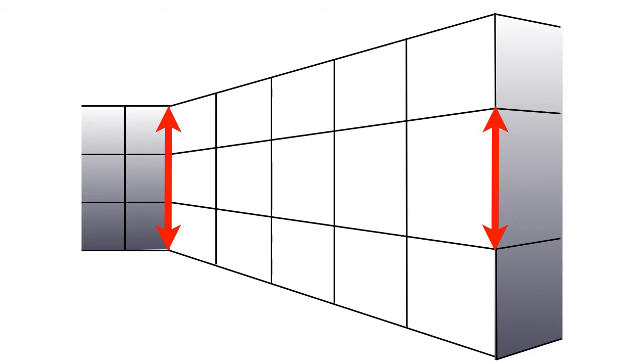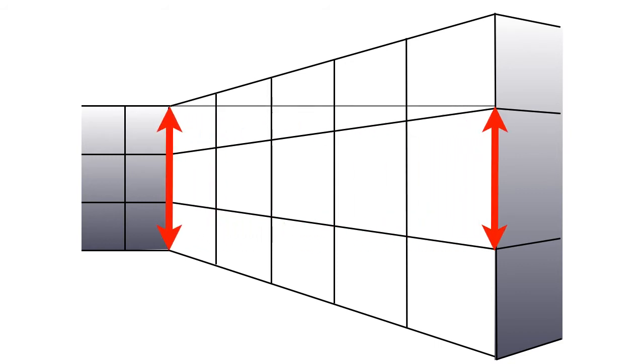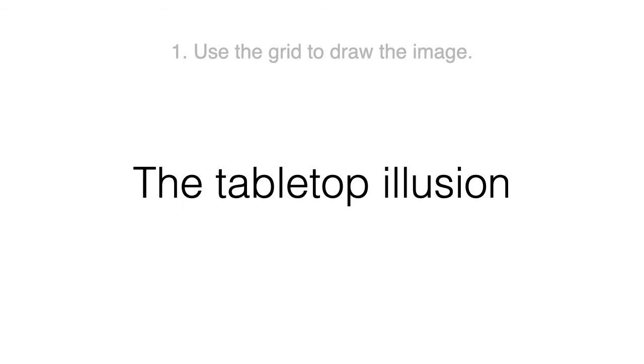But if I were to move the large arrow over, you can see it shrinking. You can almost sense it shrinking. Let's move the little one over toward it, and you can see it growing in length. But in reality, they're both exactly the same length. Now, the best example of this illusion is the tabletop illusion.